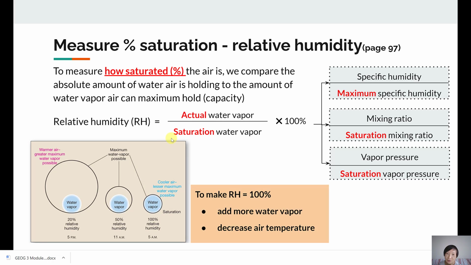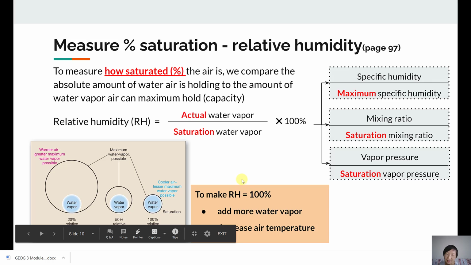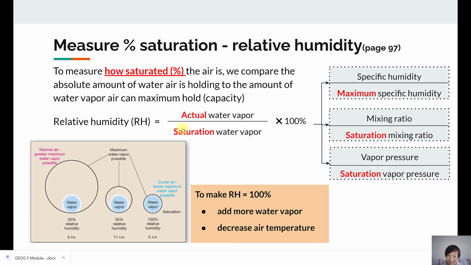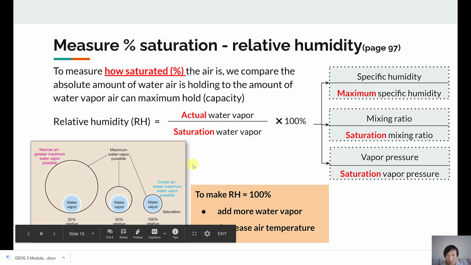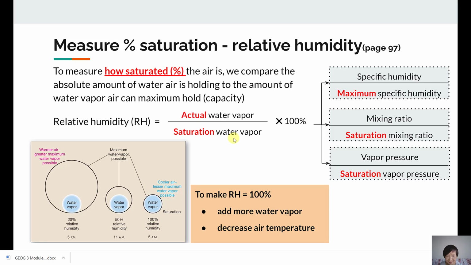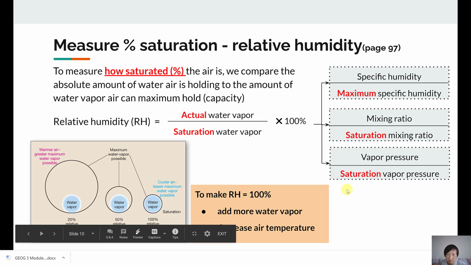To make the air saturated, there are actually two ways based on the equation you will see. Number one is you keep the temperature fixed and add more water, and this ratio will eventually become 1. That is one way: add more water vapor. Basically, you encourage evaporation, and you can make the air saturated.